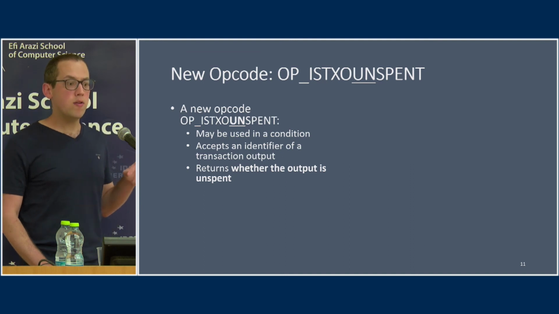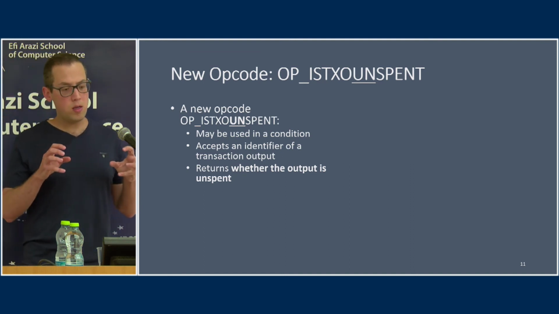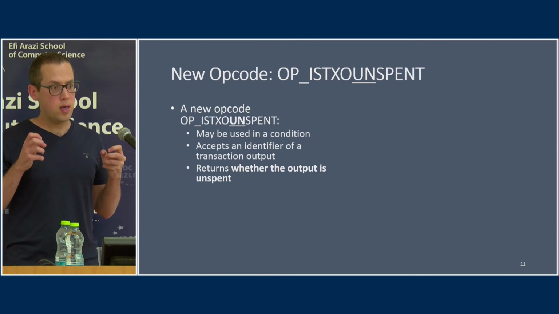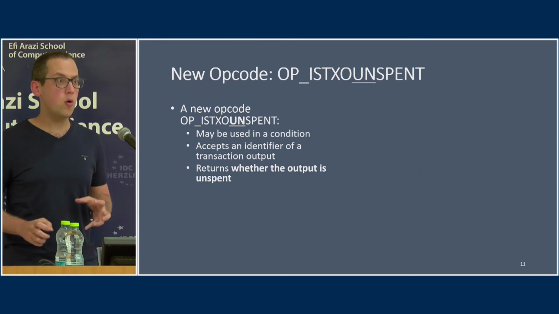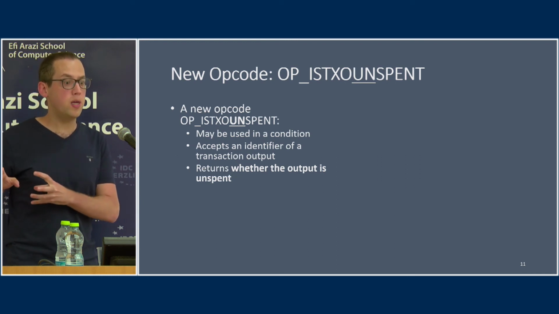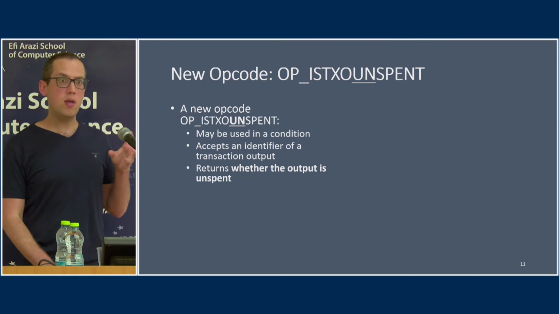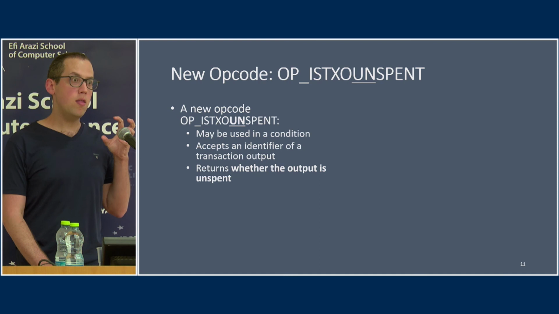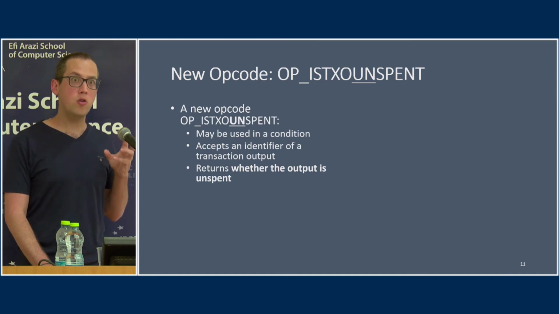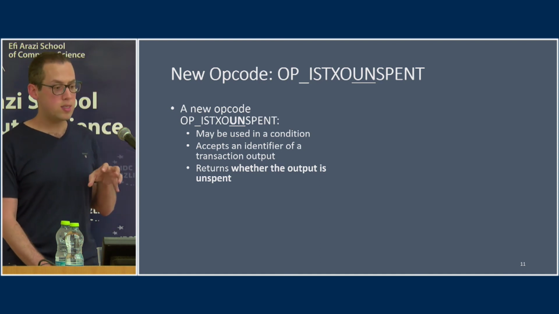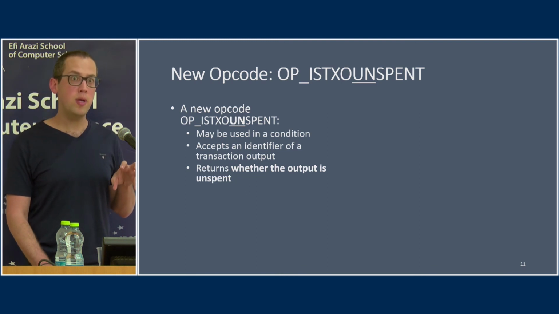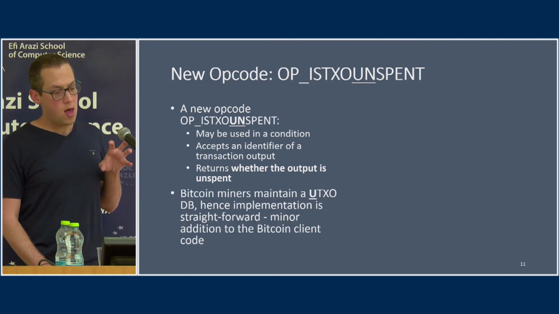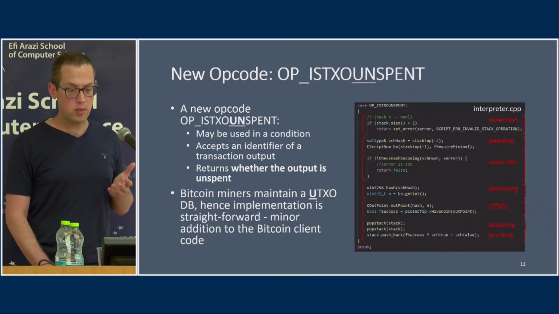And you may ask yourself, why didn't we use isTXOSpent? You would think it is easier to implement isTXOSpent as opposed to unspent, but given that the miners need to maintain the UTXO, the unspent transaction output ledger at all times, this opcode is very easy to implement, and it only took 20 lines of code, with comments and all.